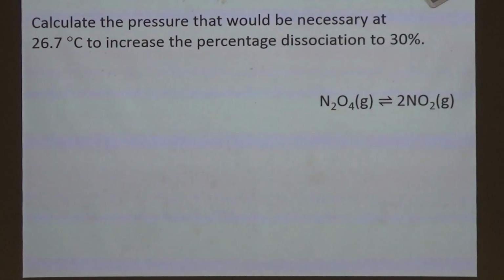Right. Now the next part is something that we haven't seen before. They ask you to calculate the pressure that would be necessary at 26.7 degrees Celsius to increase the percentage dissociation to 30%.